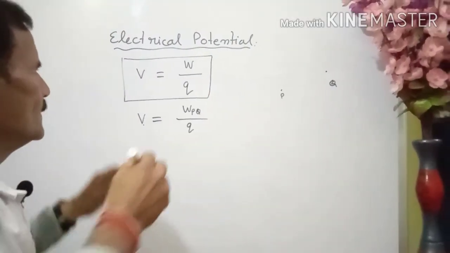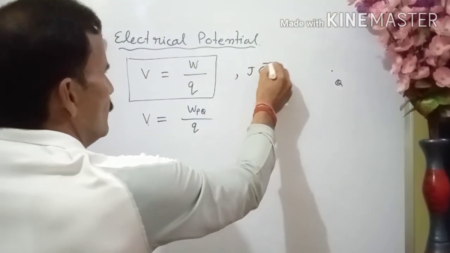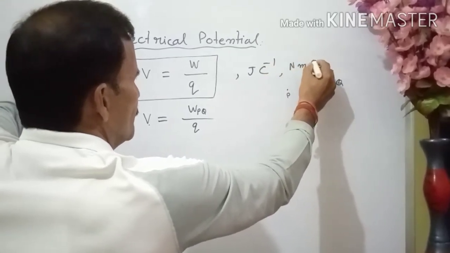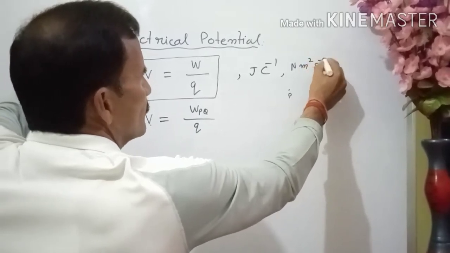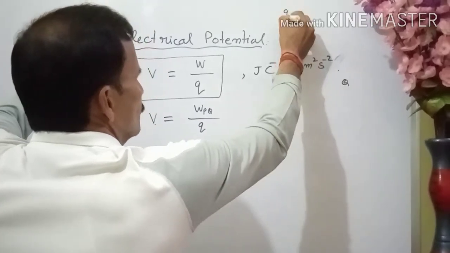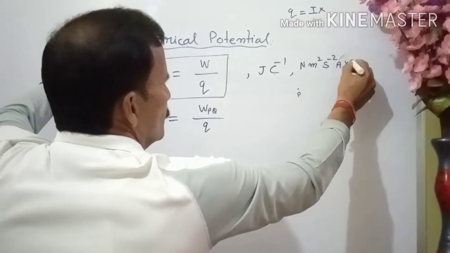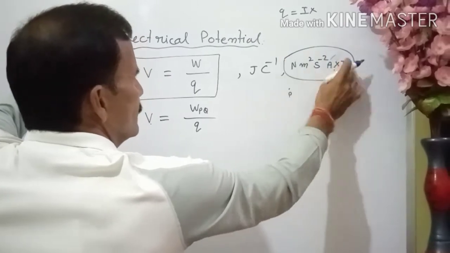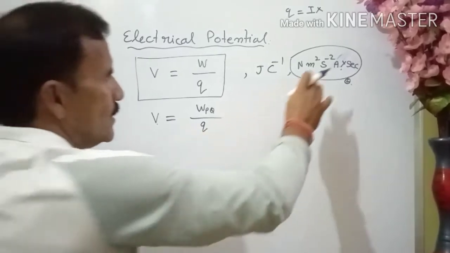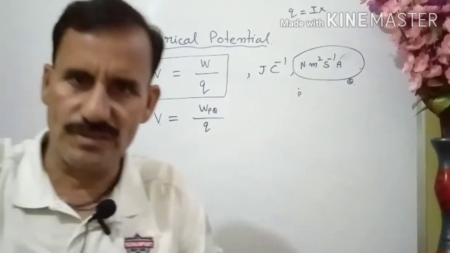Now you can find the unit as well as dimensions. It can be joule per coulomb, or better in fundamental units, Newton meter square second minus 2, coulomb minus 1. If you are putting coulomb also, you know Q is equal to I into T, so it can be written as A into T. So this is the dimensional unit. T is nothing but second, ampere is ampere, so here it will come minus 1. I am not going into detail, you know this is skill.